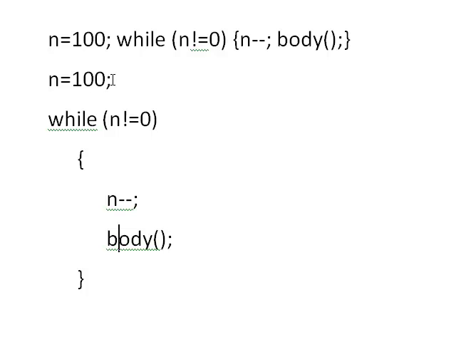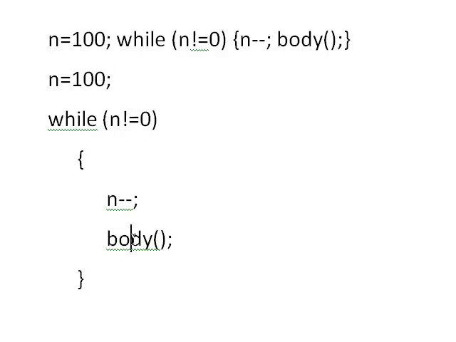The thing to notice here is that we first initialize n, and then we test n to see if it's 0, and then we decrement n, and then we call the body subroutine. There are different ways you can implement a loop that'll loop 100 times, but the order here is important. We first initialize n, then test it, then decrement it, and then call the subroutine.